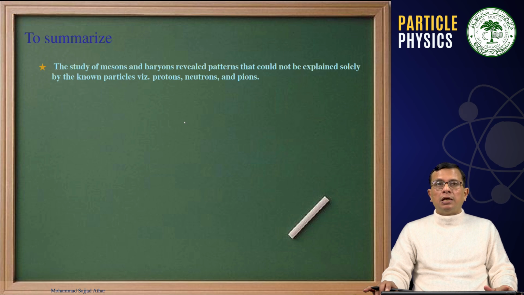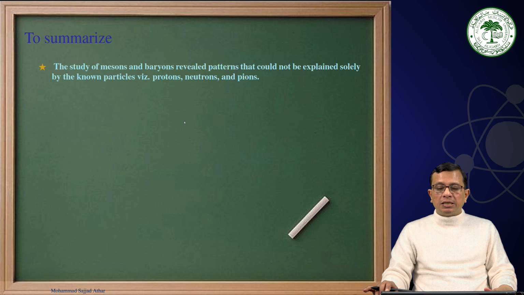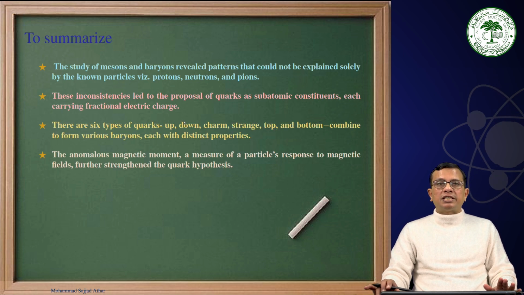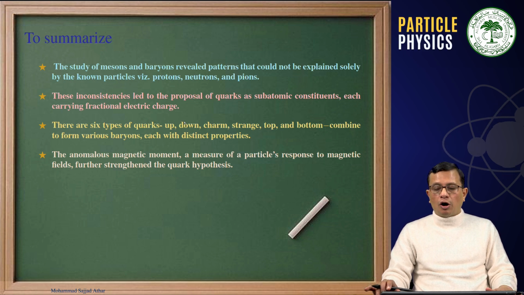To summarize, the study of mesons and baryons revealed patterns that could not be explained solely by the known particles, protons, neutrons, and pions. These inconsistencies led to the proposal of quarks as subatomic constituents, each carrying fractional charge. There are 6 types of quarks that we will learn: up, down, strange, charm, top, and bottom, combined to form various baryons and mesons with distinct properties.